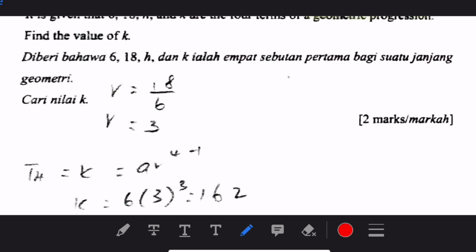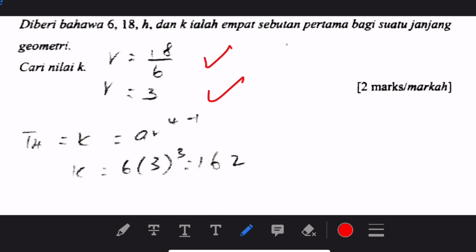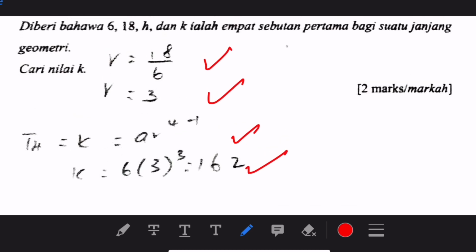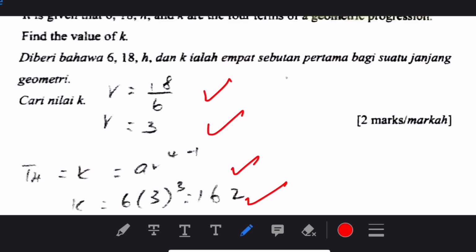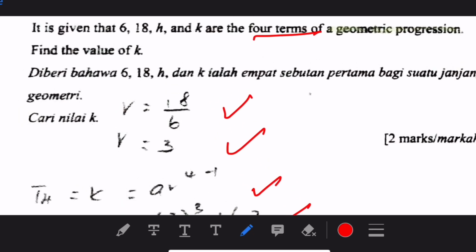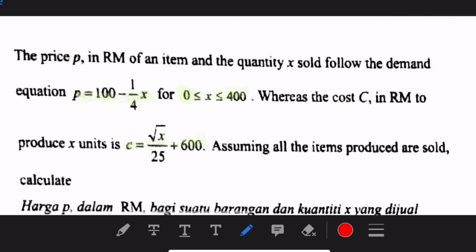Okay, then the next one is about geometric progression. So she took the second term over the first term, and her r is 3, which is right. And then she found the fourth term, which uses k, is ar to the power of n minus 1. Alright, she can find the answer for the fourth term is 162.